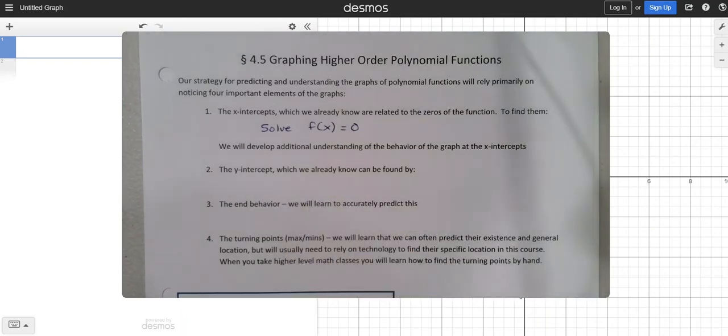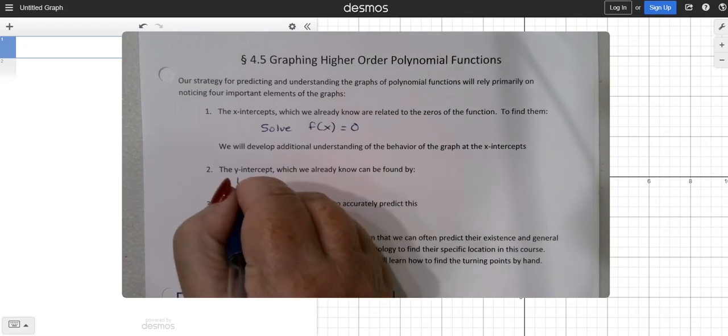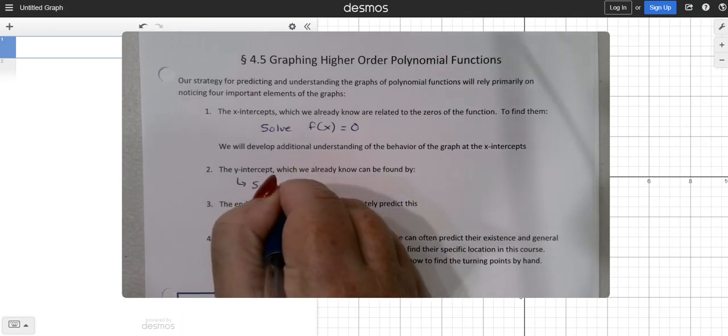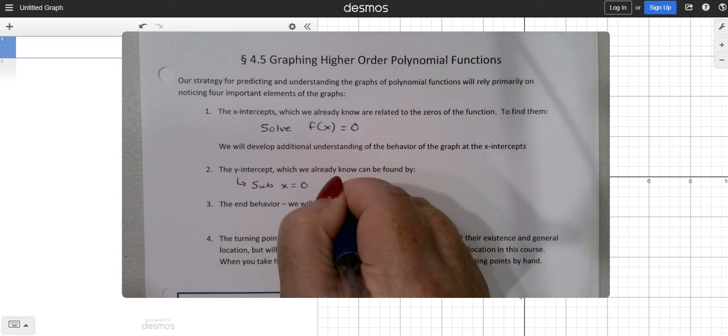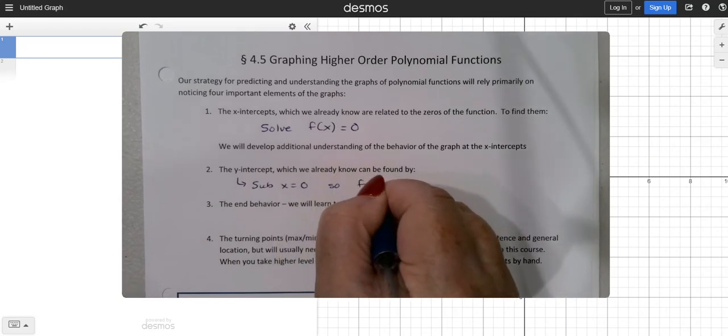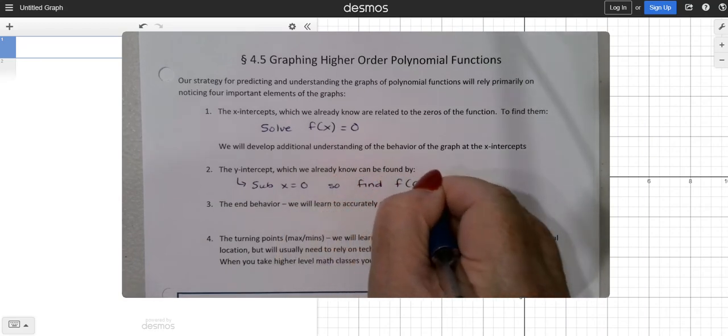The y-intercept, we already know how to find that, right? For the y-intercept, we just sub in x equals 0. Or in other words, find f of 0.